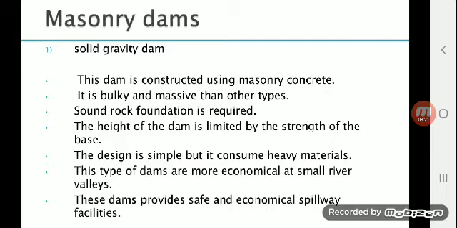These types of dams are more economical, but the initial cost is very high, and they provide a safe and economical spillway facility because it is designed as a very big structure. So a provision for a spillway can be given very efficiently there.